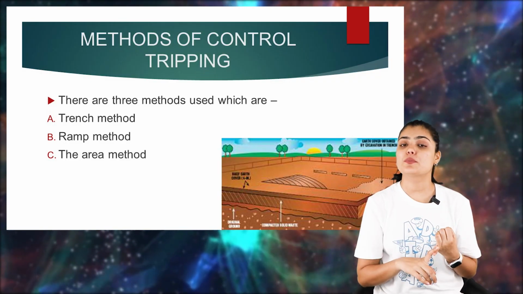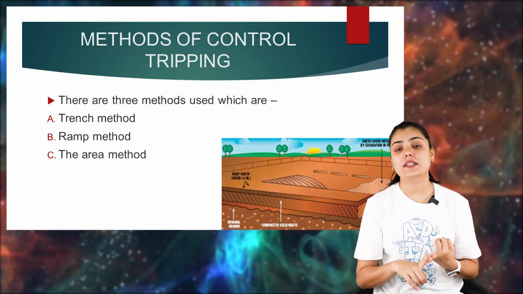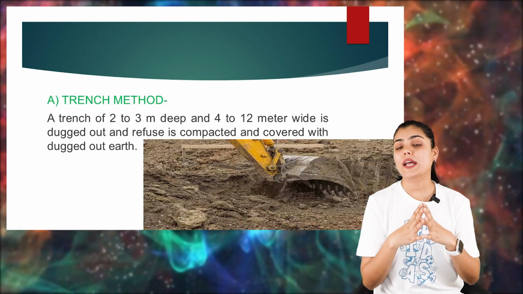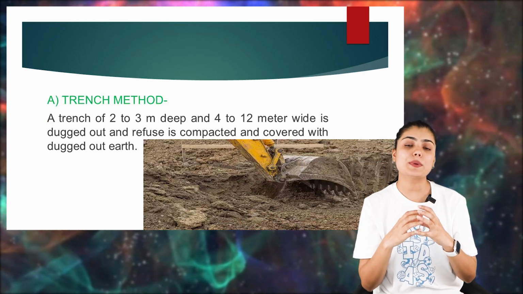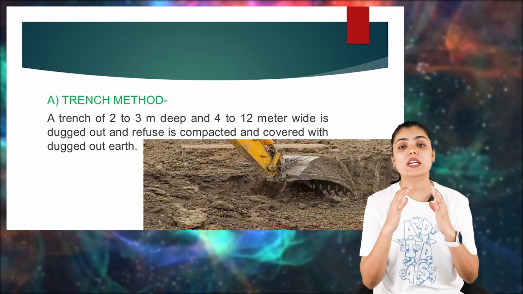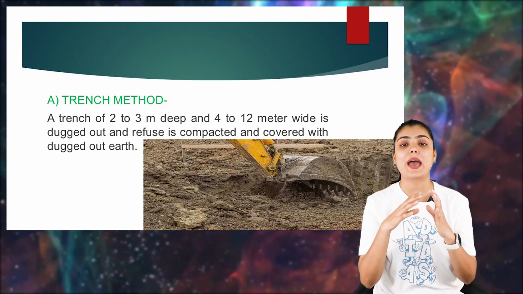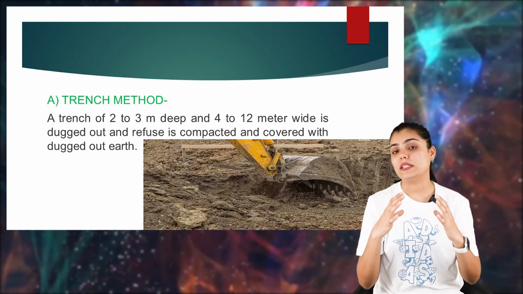Under controlled tipping, we have three different methods, which include the trench method, the ramp method, and the area method. The first one is the trench method. In the trench method, a trench is made which is around 2 to 3 meters deep and 4 to 12 meters wide.